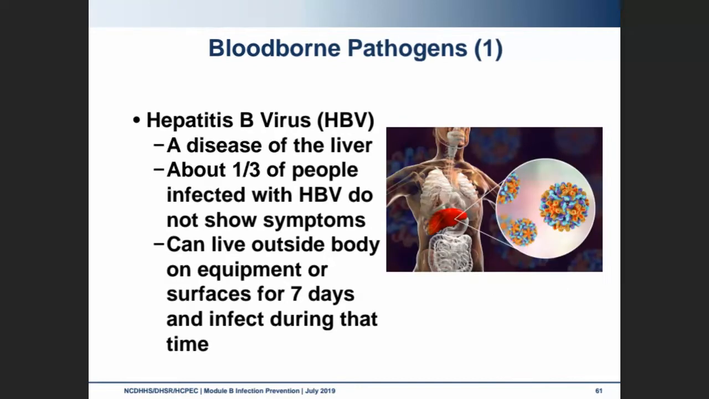Bloodborne pathogens, hepatitis B virus is a disease of the liver. It's important to know with hepatitis B that about 1/3 of people infected with hepatitis B virus do not show symptoms. It's also really important to know that hepatitis B virus can live outside of the body on equipment and surfaces for 7 days, and it can infect others throughout that whole 7 days. There is a vaccine available to prevent you from getting the disease. That's why it's important that we make sure we're vaccinated against hepatitis B.